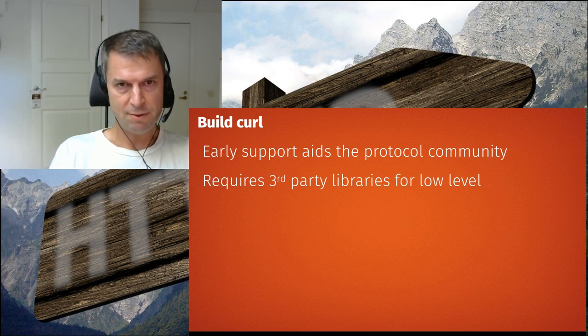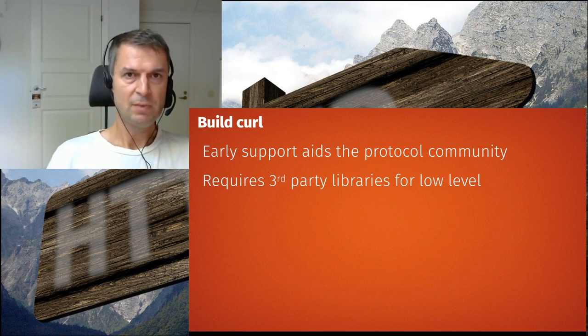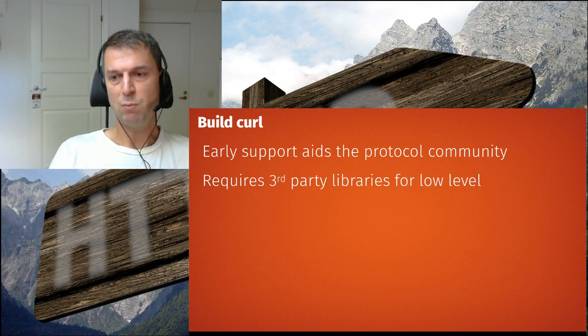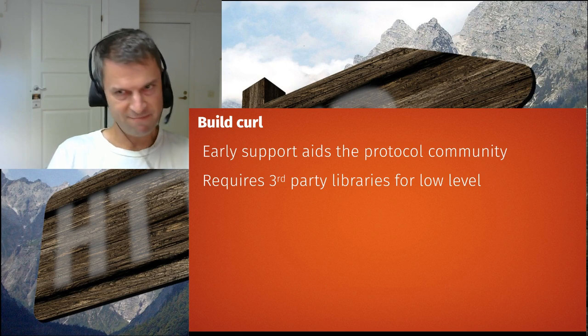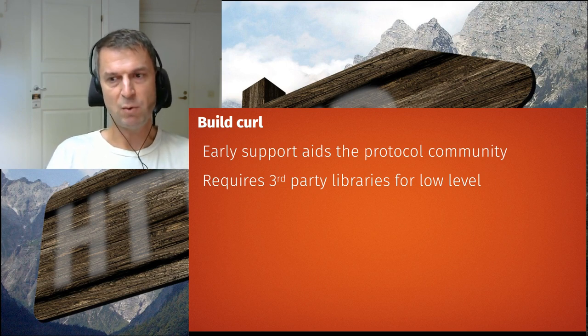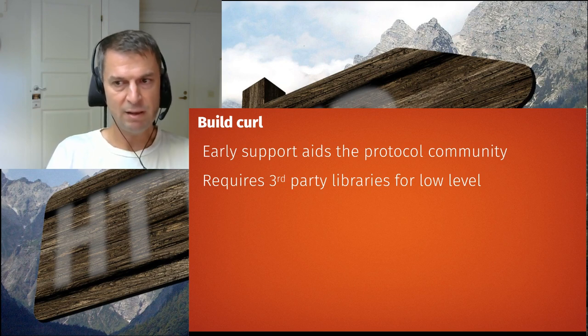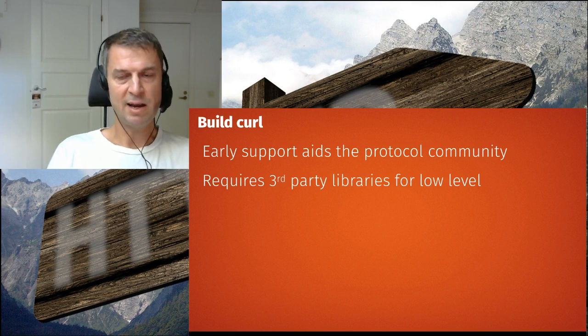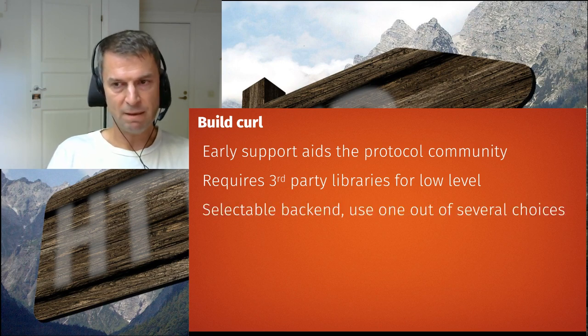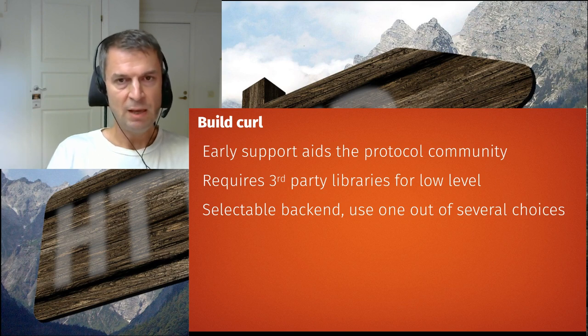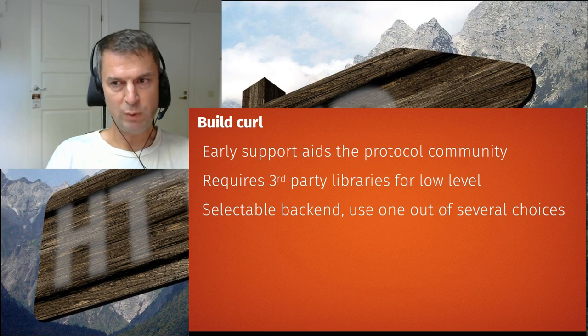So we need a third-party library or two to provide QUIC and HTTP3 support. That's just the way we did it. We did the same with HTTP2, because HTTP2 was also fairly complicated in comparison to HTTP1. So we rely on a third party, someone else who makes that library. The libraries for those protocols are used by other servers and clients and everything, so it makes it really good actually. And we already now have a selectable backend, so you can actually select which QUIC backend you want to build curl to use.